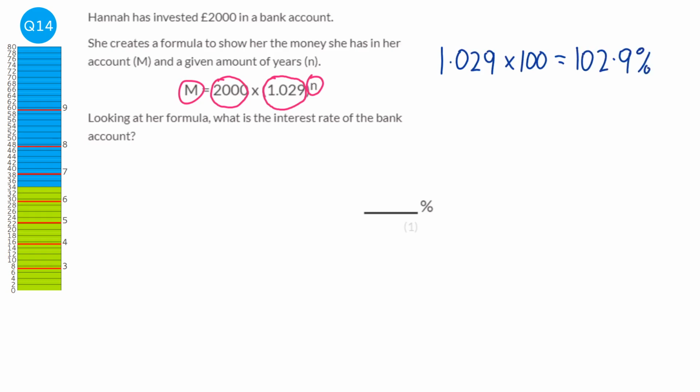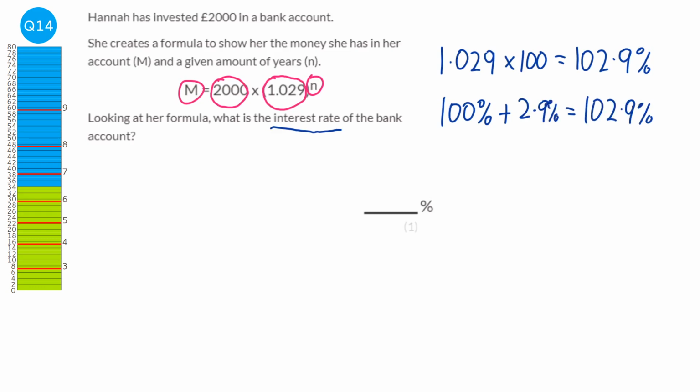102.9%. Now it says, what is the interest rate of the bank? Well, the interest rate is always going to be 100%. Well, this 102.9% is 100% plus the interest rate, which will equal the 102.9%. So the interest rate is going to be the 2.9%.